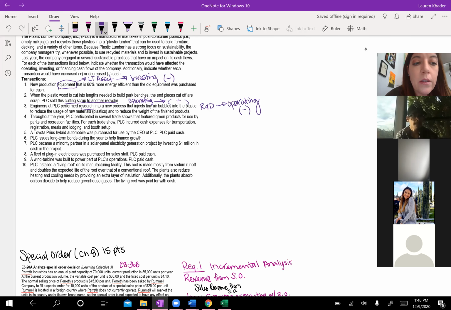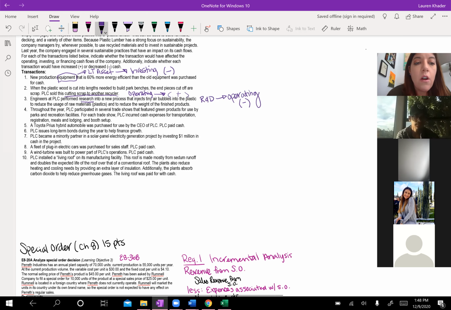Throughout the year, PLC participated in several trade shows that featured green products for use by parks and recreation facilities. For each trade show, PLC incurred cash expenses for transportation, registration, meals and lodging, and booth setup. Operating activity. Absolutely, because it's travel expenses. And it's an outflow of cash, their expenses.